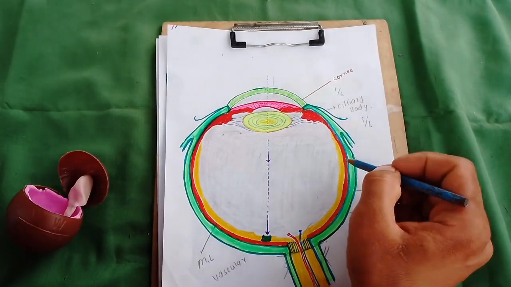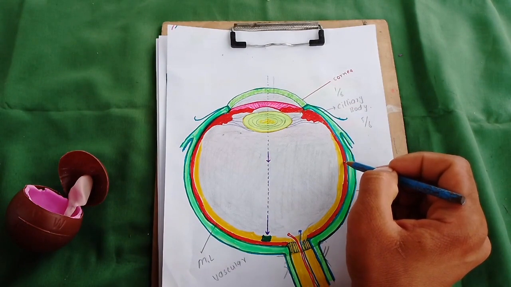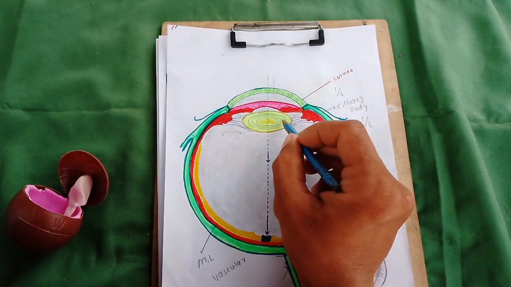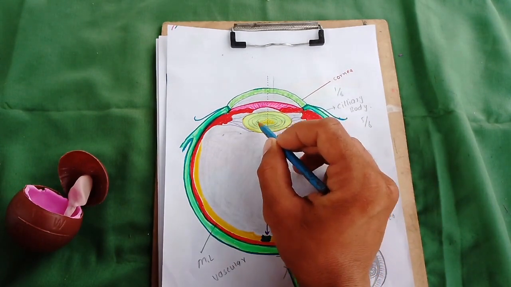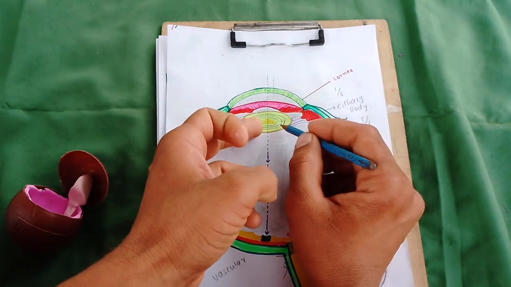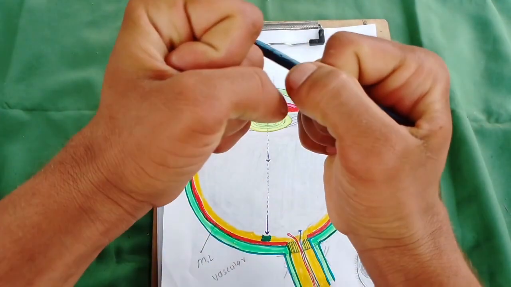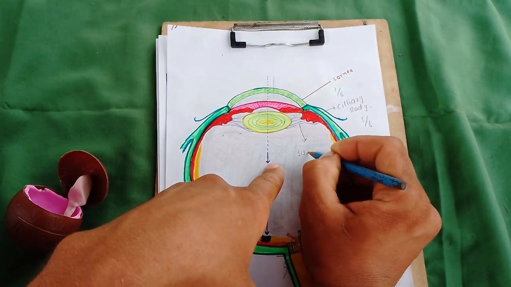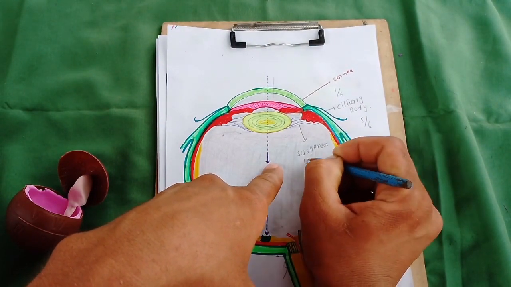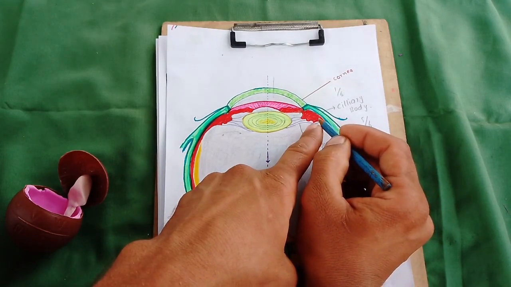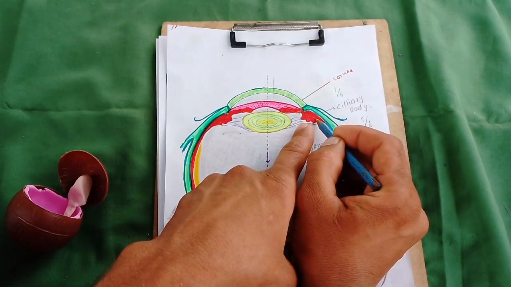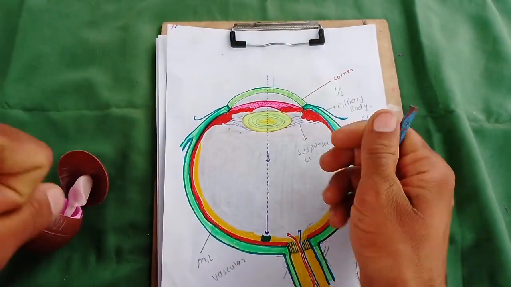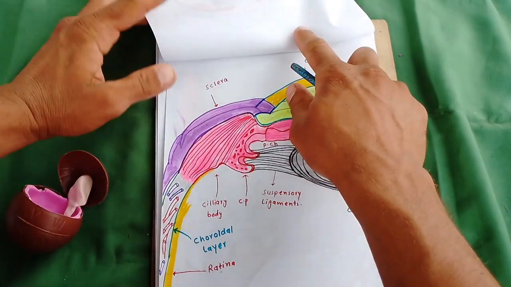What is the function of the choroid? It is the nutritional function; it is nutritionally important. But here, this is the lens, and the lens is present here. The lens is tied in the eye in order to fix it. This ligament is called the suspensory ligament. So the important function of the ciliary body is to hold the lens with the help of the suspensory ligament. Look at this diagram.